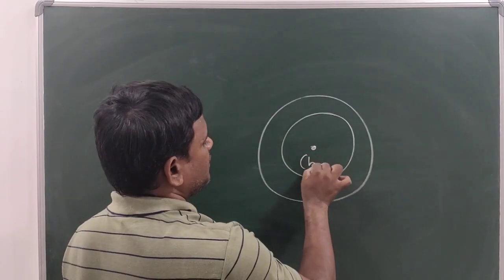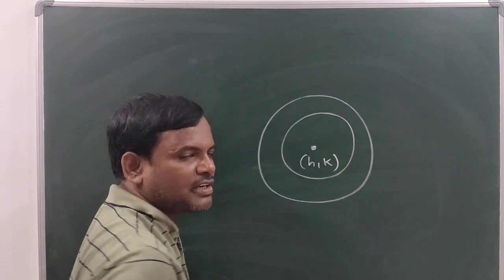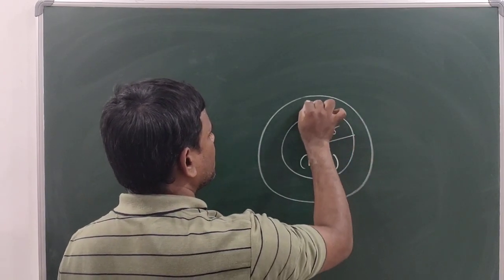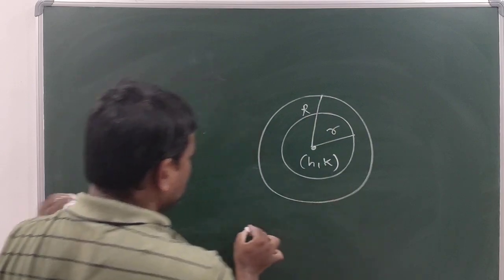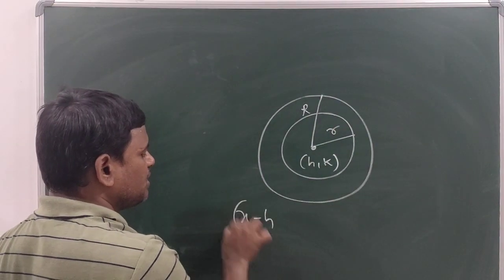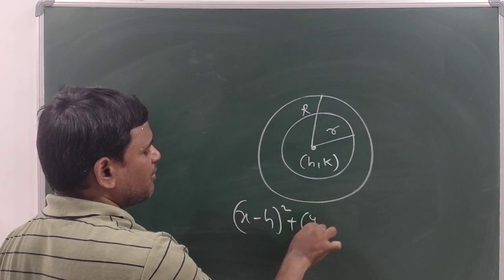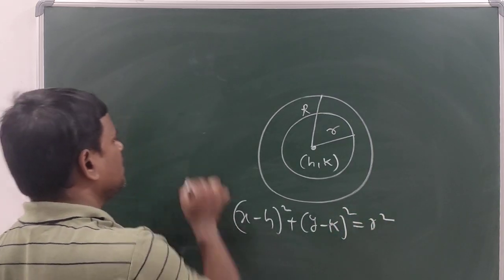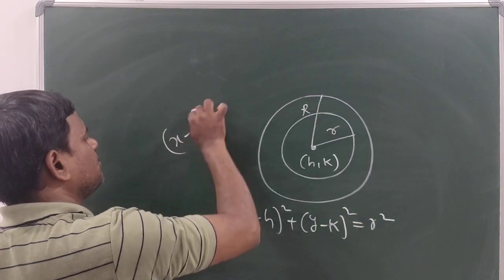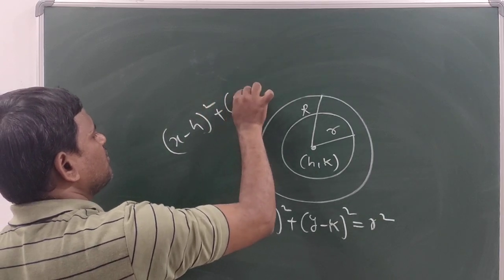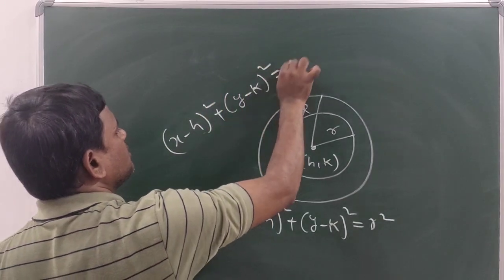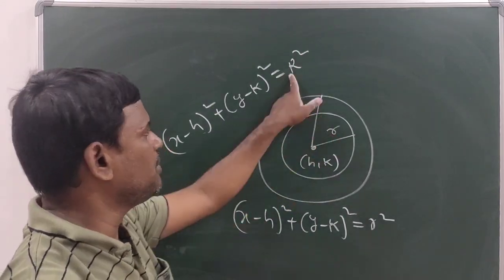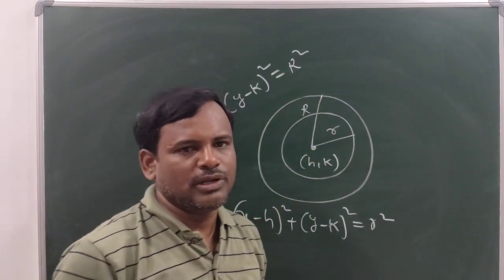Here let us take center (h, k) and radius R. So whose equations will be (x minus h) whole square plus (y minus k) whole square is equal to r square, one circle equation, and the other one (x minus h) whole square plus (y minus k) whole square is equal to capital R square. Just the difference we will identify is in the place of radius only.